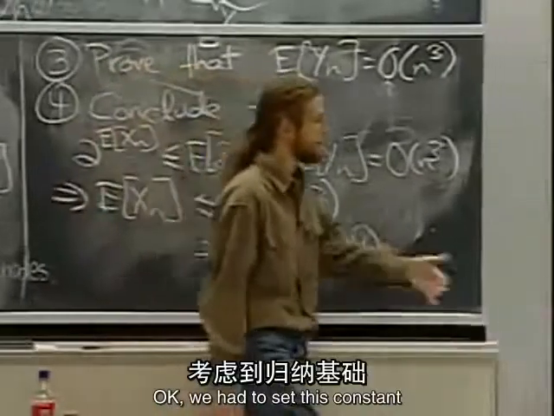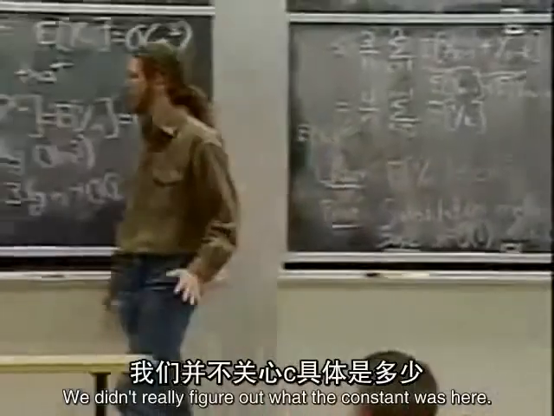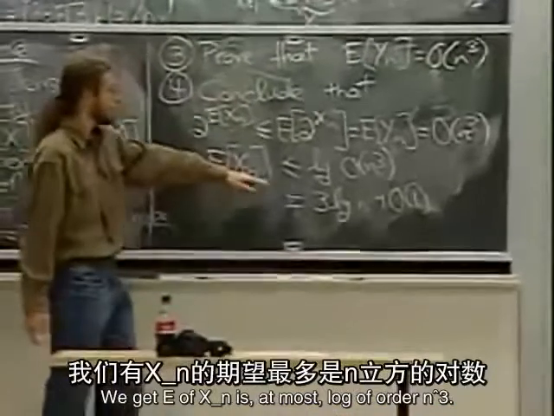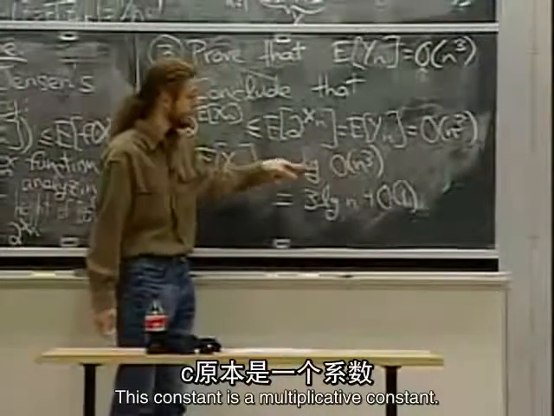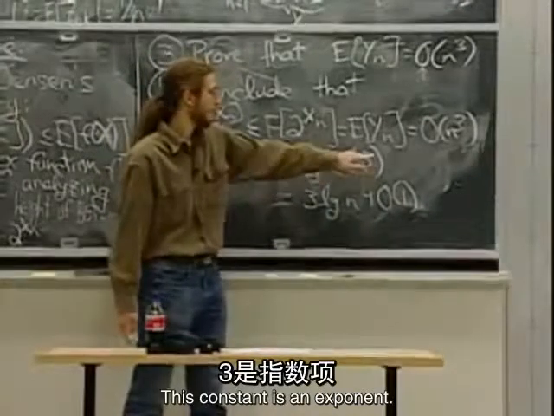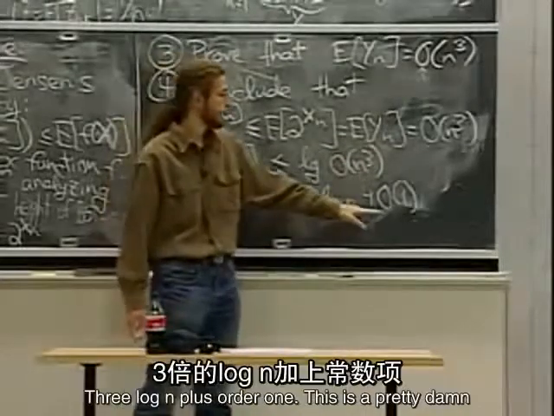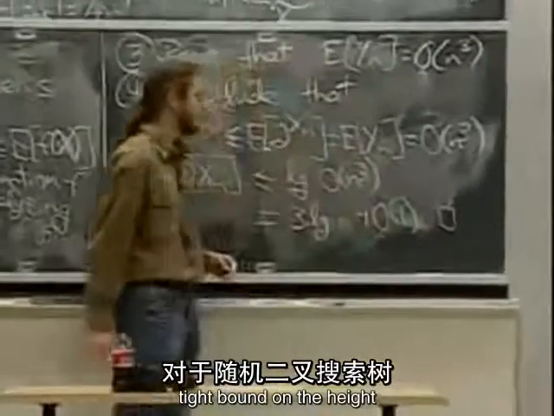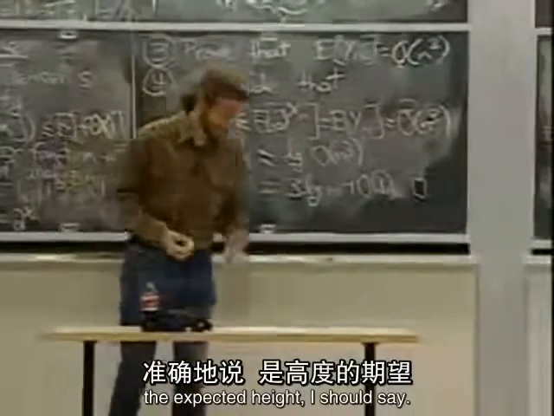Okay, we had to set this constant sufficiently large for the base case. We didn't really figure out what the constant was here. Didn't matter, because now we're taking the logs of both sides. We get e of xn is at most log of order n cubed. This constant is a multiplicative constant, so you take the logs, it becomes additive. This constant is an exponent, so it takes logs, it becomes a multiple. We get 3 log n plus order 1. This is a pretty damn tight bound on the height of a randomly built binary search tree. The expected height, I should say.